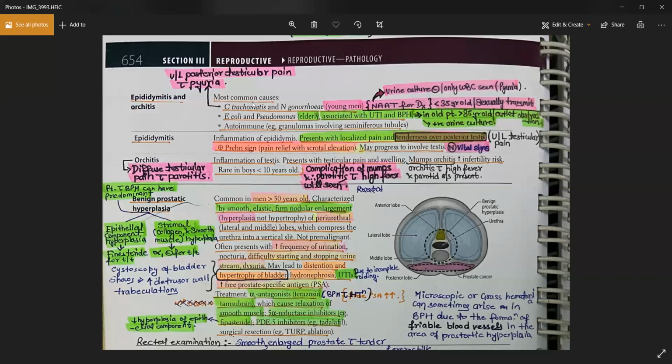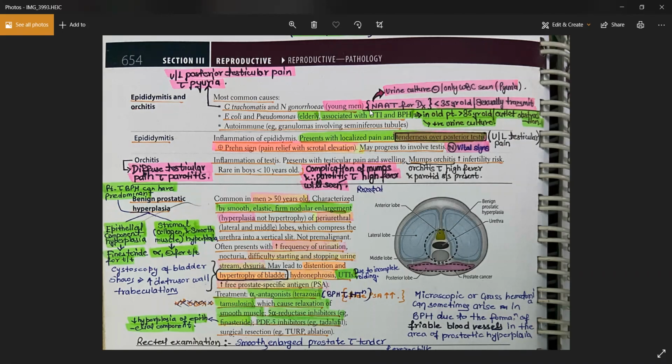Now, in case of these young patients, to diagnose this condition, you will perform a NAAT. Does anyone remember the full form of this? Nucleic acid amplification test. Yes, as the name suggests, you will be amplifying the DNA of the microbes. You will see whether the microbes are present or not.